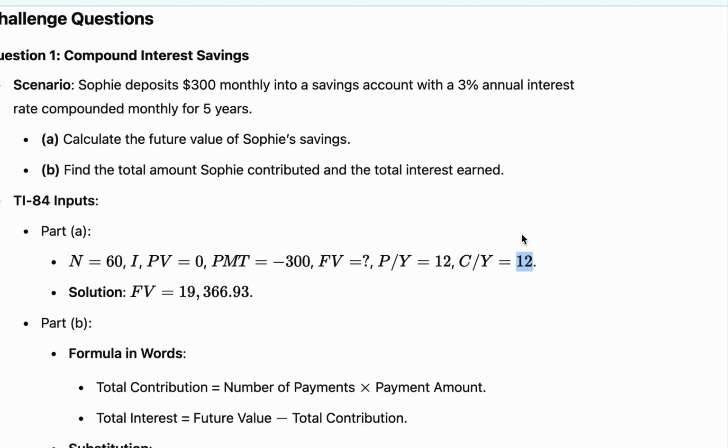Once you have done that, you are going to get this answer. Now, differently to lots of other things in this course, you will have to write this to 2 decimal places because it's to do with money.